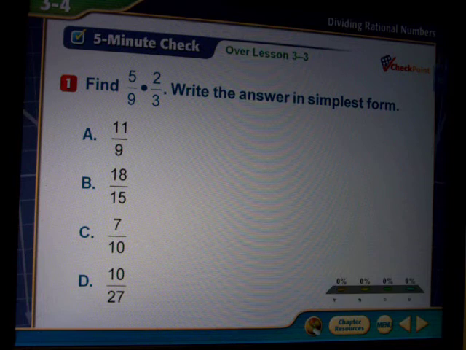And your answer is D. Multiply straight across. 5 times 2 is 10, 9 times 3 is 27. You cannot simplify that number.